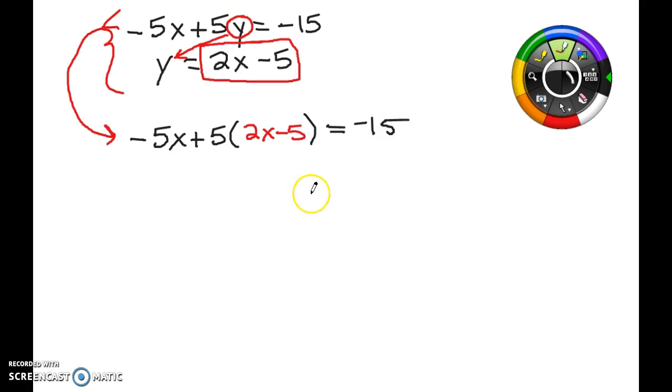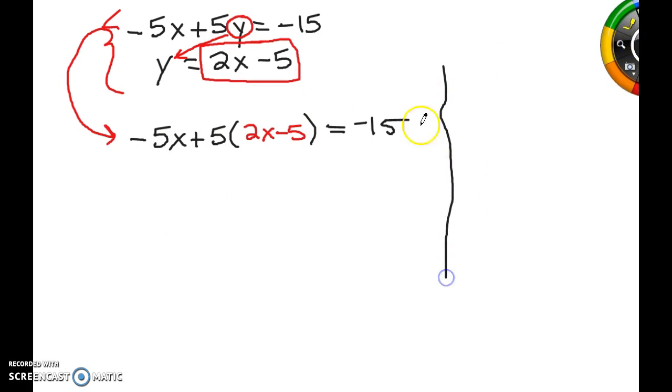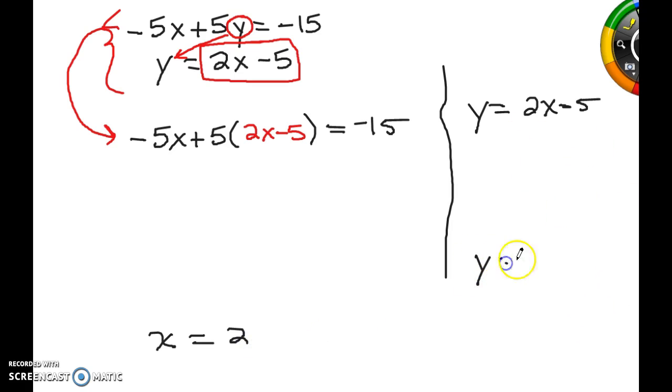At this point, I would just solve it like normal. I would just keep going until I get my x, and then I would plug my x back into this equation. Once I find it, I'm going to plug back into the y equals equation. And so I'm going to leave this as a you-try for you guys. When you're all done with this part, you should end up with x equals 2. When you're all done with this part, you should end up with y equals negative 1. And so your final answer would be written as (2, negative 1).